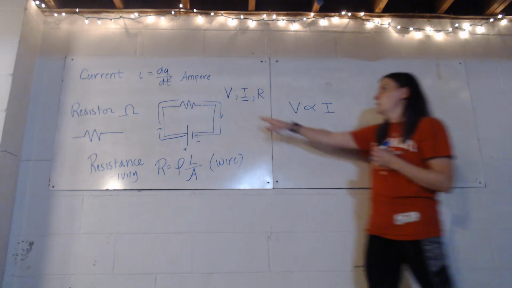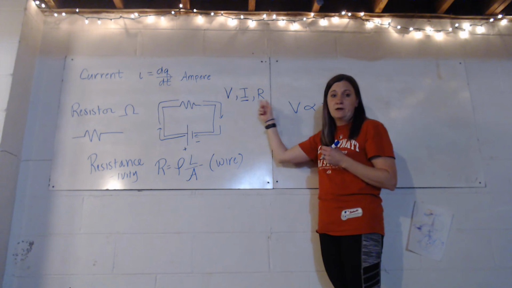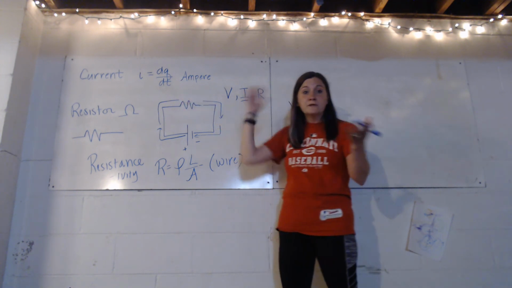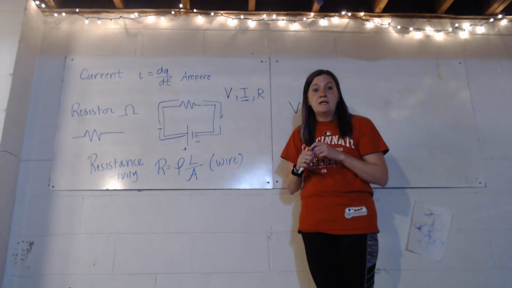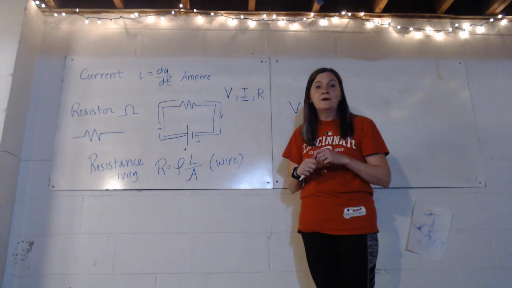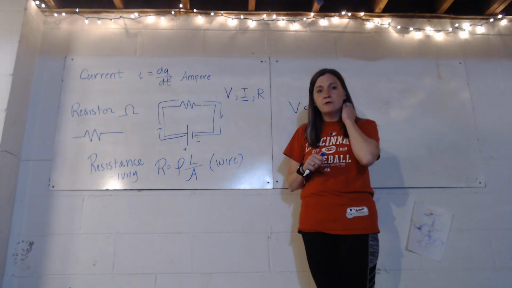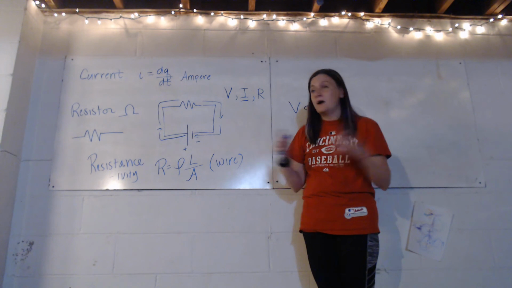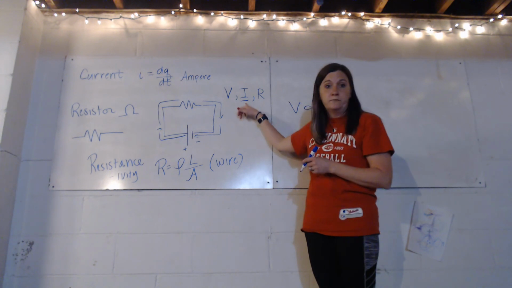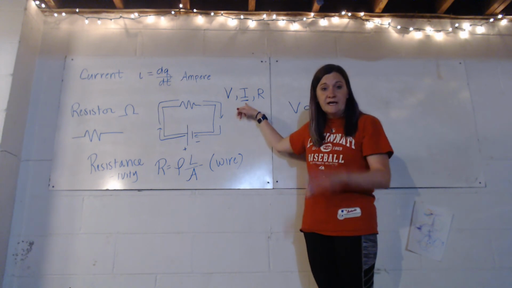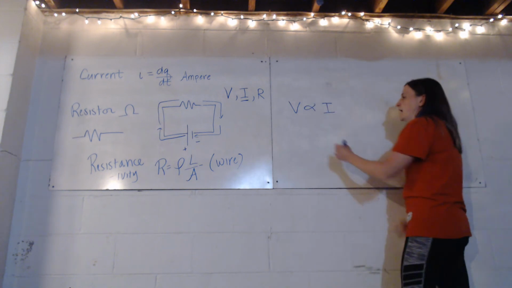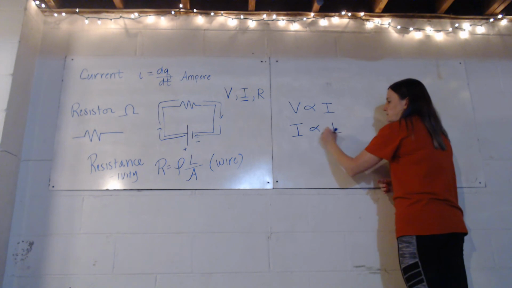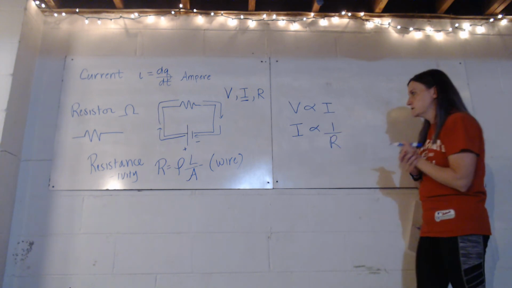Now, let's say we hold V constant and we want to look at I and R. So let's say that I increase my resistance. Now, resistance by its very definition is resistance to flow. It's something that's slowing down the flow of current, of charge. So if I have higher R, I'm going to expect to see my rate of flow of charge go down, right? So we would say that I and R have an inverse relationship.